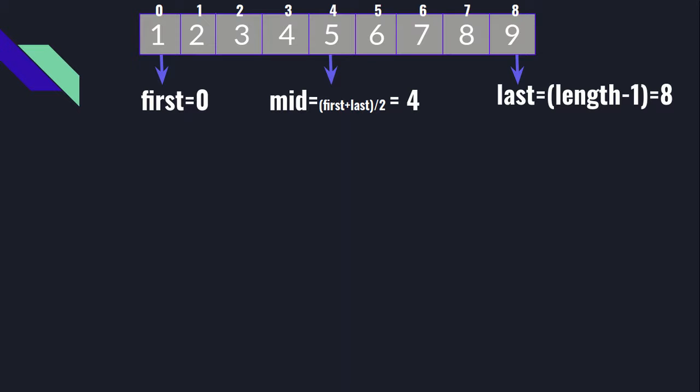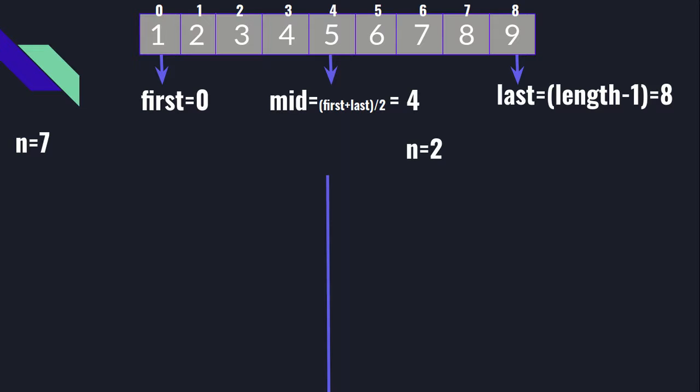Now as you know, we are taking everything in integer form, so it will not take any decimal value, it will convert into integer format. So here we have first value 0 and last value 8, the average is 4, that is our mid value. Now let's suppose we need to find 7, and in the second case we will find 2.